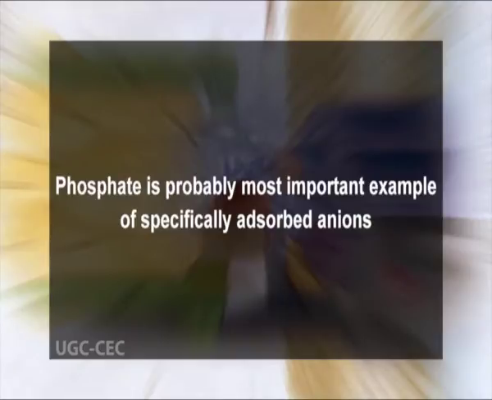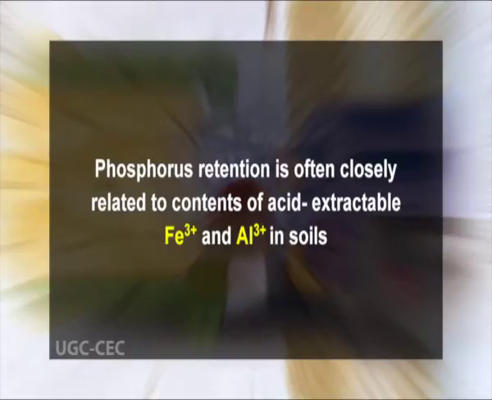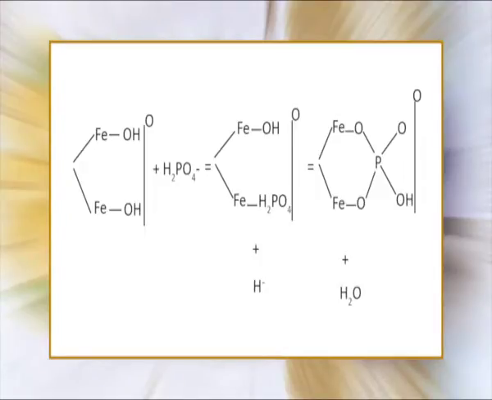Phosphate is probably the most important example of specifically adsorbed anions. Many soils fix large quantities of phosphorus by converting readily soluble phosphorus to forms less available to plants. Phosphate adsorption on oxide surfaces can be explained in terms of ligand exchange or anion penetration theory. Indeed, phosphorus retention is often closely related to the contents of acid extractable iron and aluminum in the soils. The phosphate ion may react with the protonated hydroxyl groups rather than remain as an easily exchanged anion.